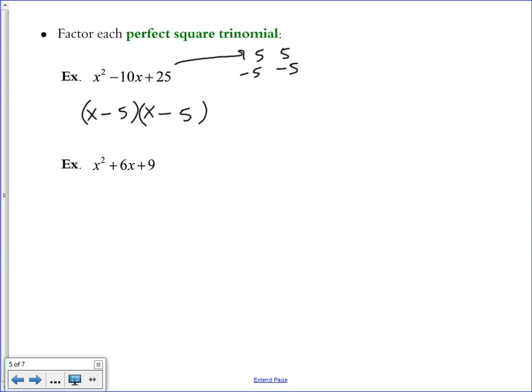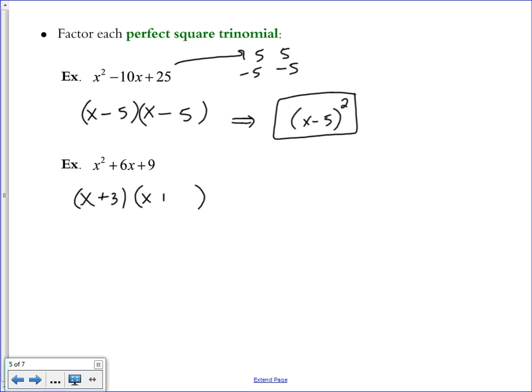This is the same exact binomial twice, and so you can rewrite this as x minus 5 quantity squared. It's better written like that, and it's considered a perfect square trinomial because it's the same exact binomial to the second power, and that's what squared means. So hopefully you figured out this next example. Positive 9 breaks into 3 and 3 because that also adds up to 6, so we can write that as x plus 3 to the second power.